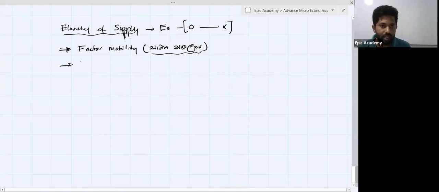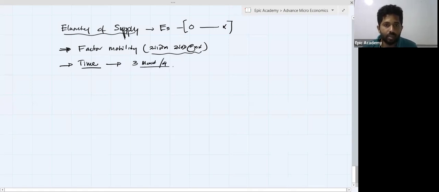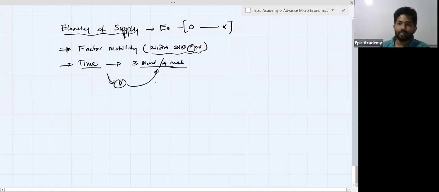Next one. Next factor is time. Right. Sometimes some production takes much more time to produce. So some production takes 3 months or 4 months to produce that particular commodity. According to a sudden change in prices, you cannot change the production. It's unable to do that.